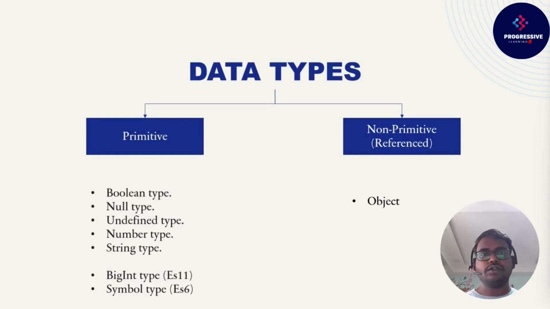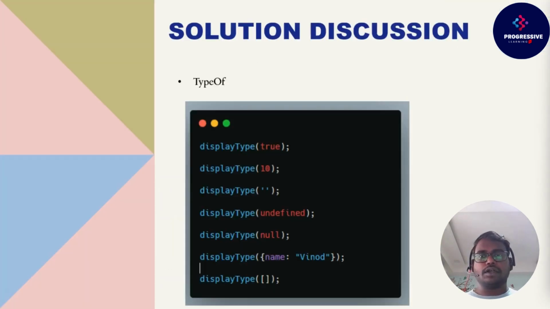As part of the solution discussion, first we'll look at the typeof operator. As we have discussed in the above data types, the typeof operator internally tells you the data type of a particular variable. Here, displayType is some function. Assume that it returns the typeof operator's result, and we'll see what the data types are for these examples.